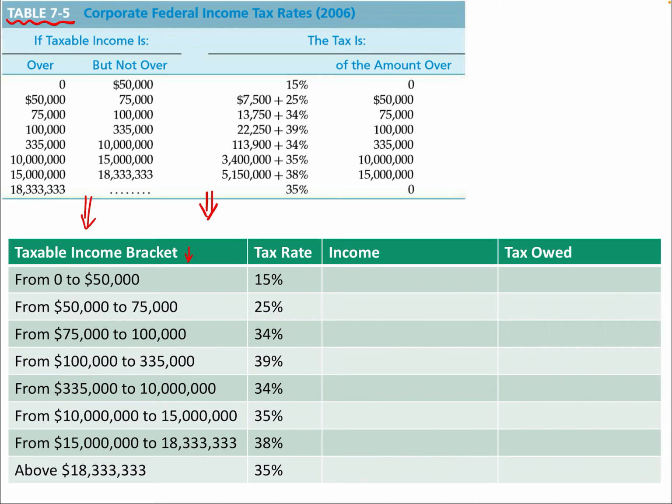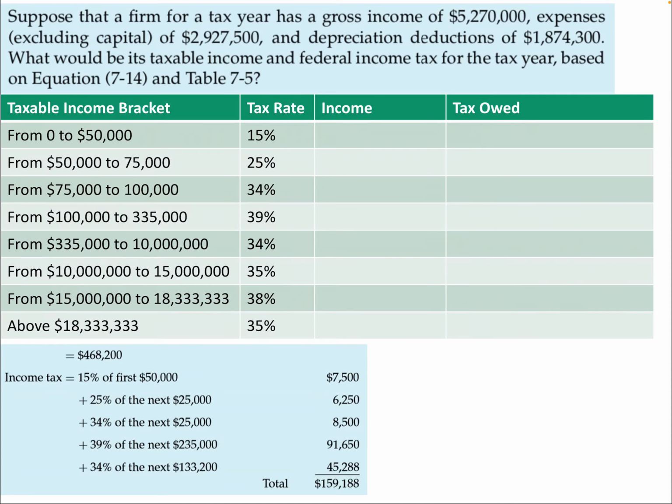Then if you still have an additional amount, and if that amount is between 75,000 and 100,000, then that amount needs to use the 34% to calculate the tax, and so on. So you need to first slice your income into different brackets and fill them up. I know it's still very confusing, so let's just take a look at this example.